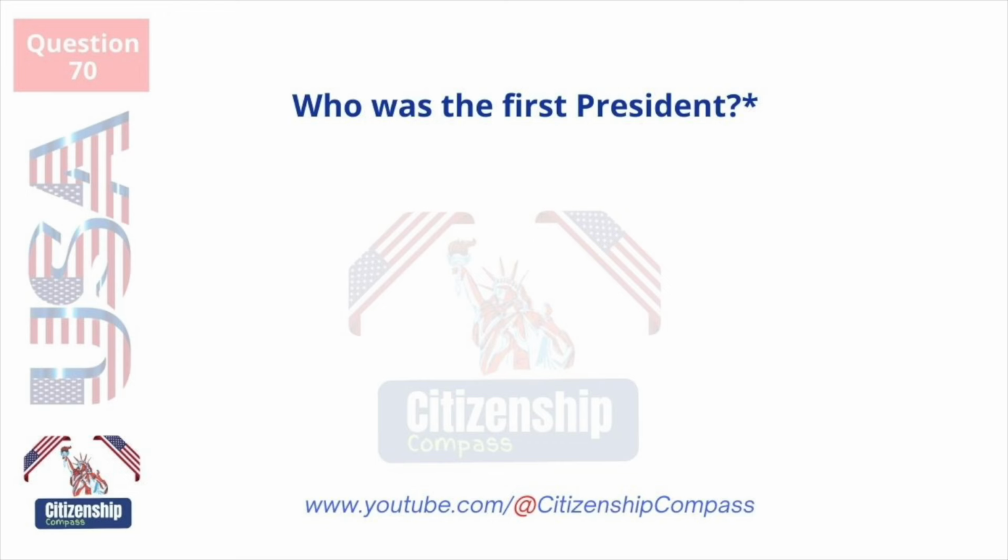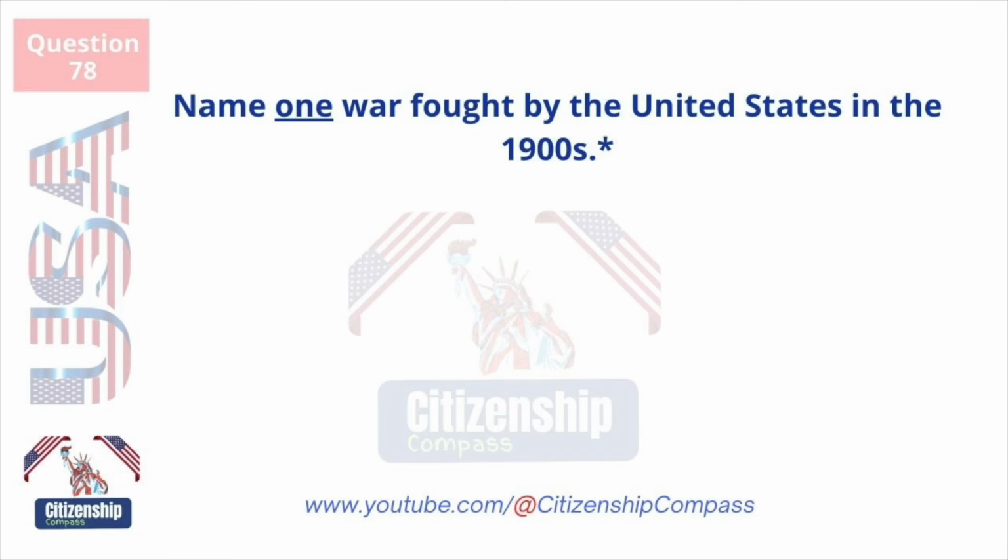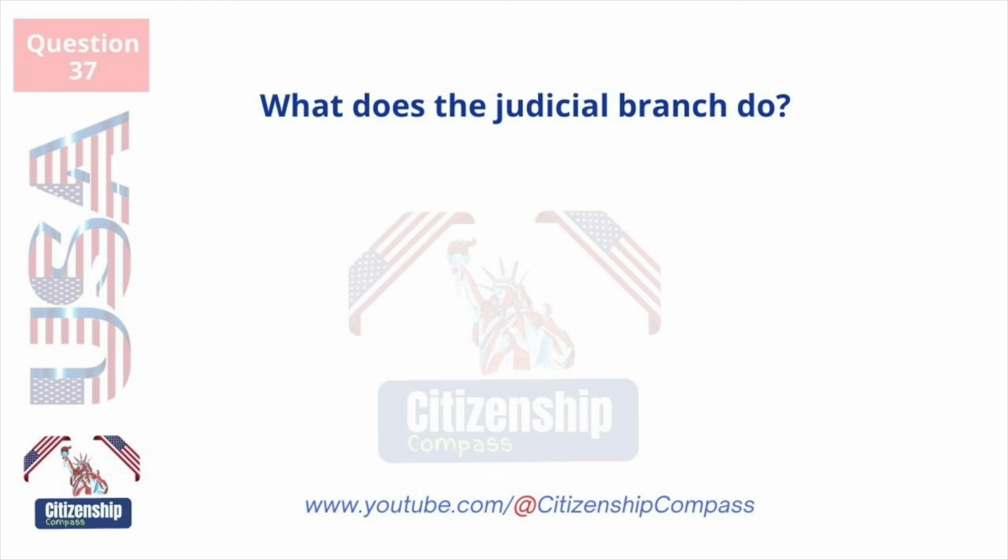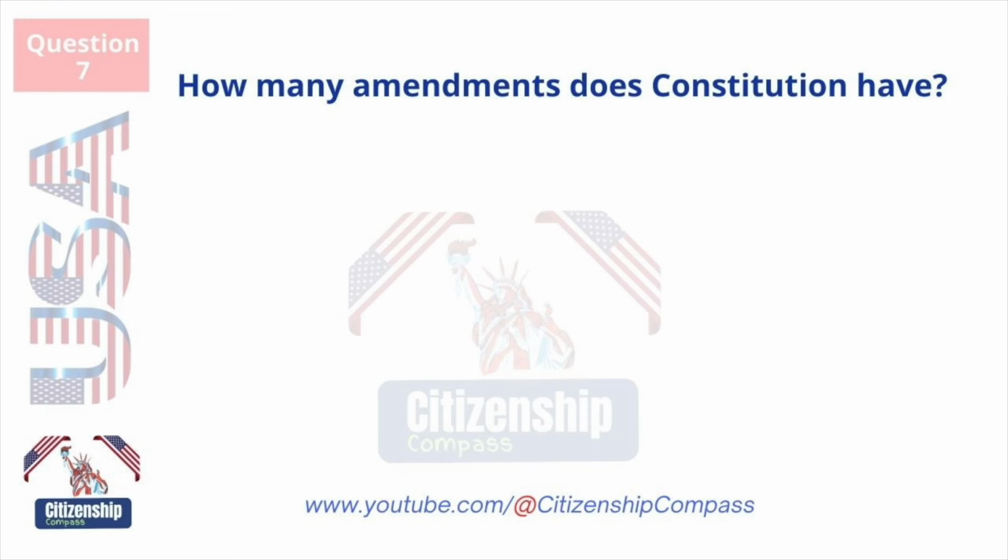Who was the first president? George Washington. Name one war fought by the United States in the 1900s. World War I. What does the judicial branch do? Reviews laws. How many amendments does the Constitution have? 27.